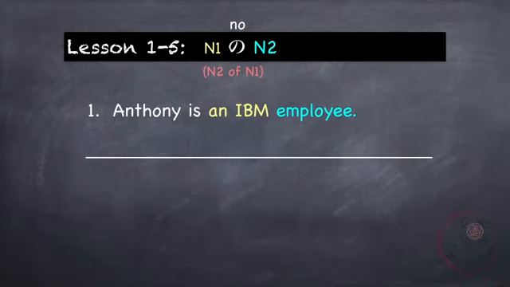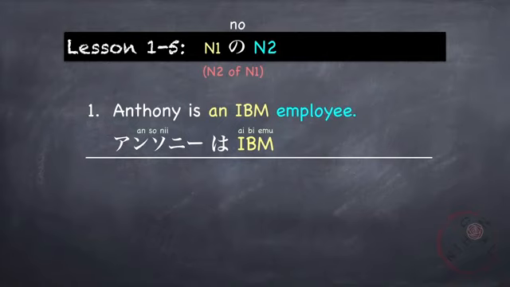Anthony is an IBM employee. So IBM is N1, employee is N2. Anthony wa, so again, N1 wa N2 desu. But this time, N2 is N1 no N2. I hope that makes sense. Anyway, Anthony wa IBM no 社員です. Anthony is an IBM employee. Employee of IBM. Anthony is an employee of IBM. So Anthony wa IBM no 社員です.